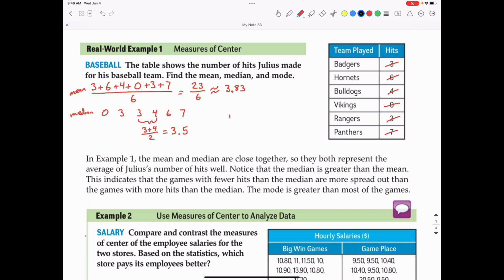And then the mode will be the number that appears the most often, and the 3 appears twice, and no other number appears twice, so that means the mode is 3.